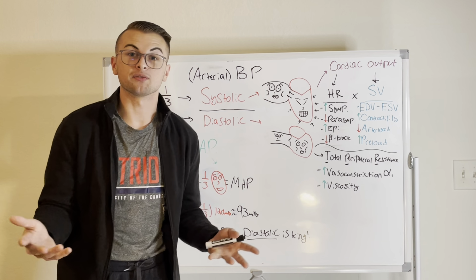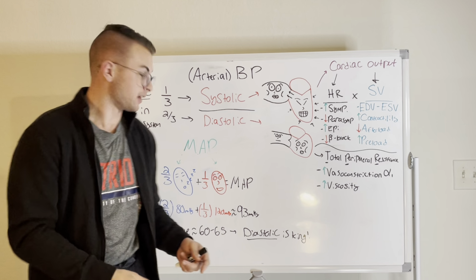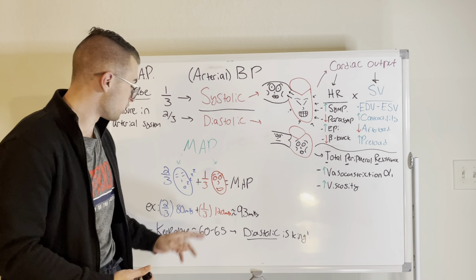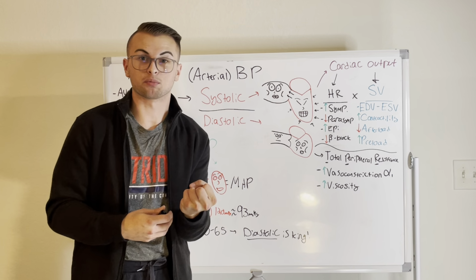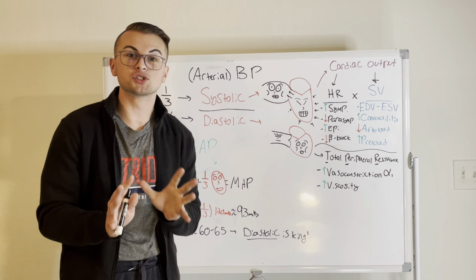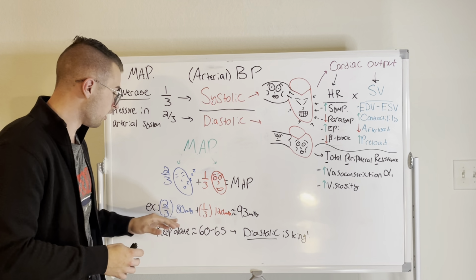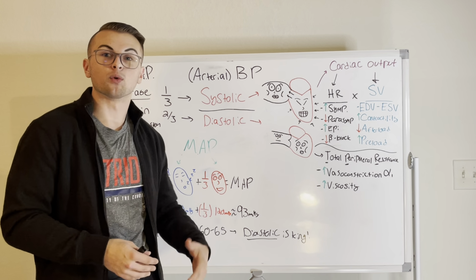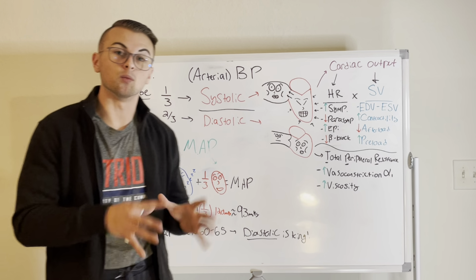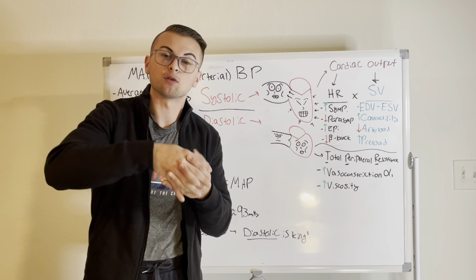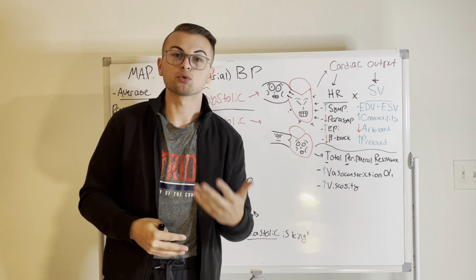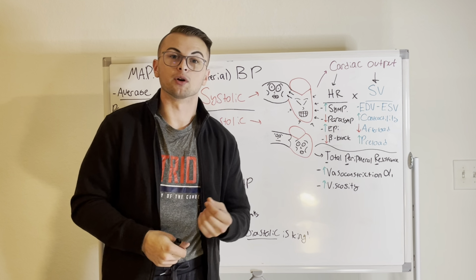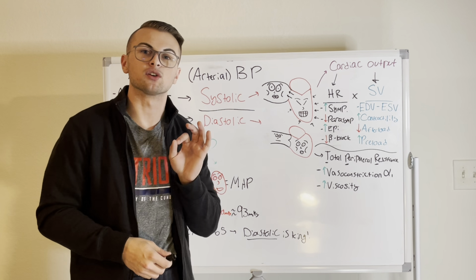Now, what is the formula for calculating MAP? Well, it's 2/3 times the diastolic pressure plus 1/3 of the systolic pressure. It's that easy. So when we get a pressure of, say, 120 over 80, we get about 93 for our MAP, meaning that in one heart squeeze and relax, the average pressure in the arteries is about 93 millimeters of mercury.